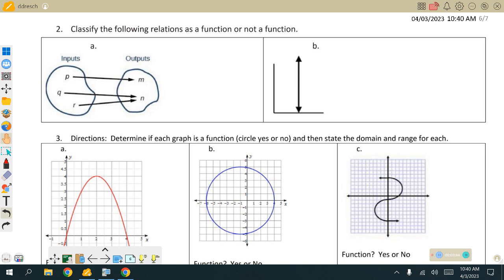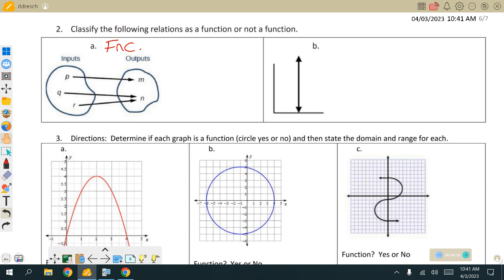Now I always have a few people that might be thinking it's not a function because of Q and R. Q and R are both going to the same output, but that's fine. The place that we said last week where functions do not happen is if, say, P was going to M and P was also going to N. That is where an input cannot go to 2 different outputs. But you could have 2 different inputs going to the same output. That's fine. So this is a mapping diagram. It's almost like a table of values. Kind of looks like it. But what we have here is considered to be a function.